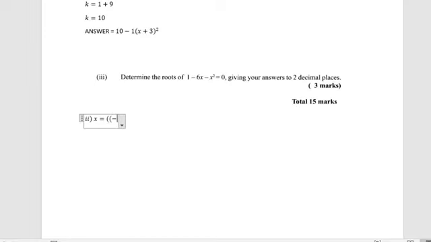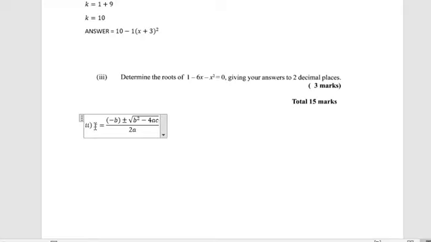minus b plus or minus square root of b squared minus 4ac, and now all of that is divided by 2a, and that is the quadratic formula.